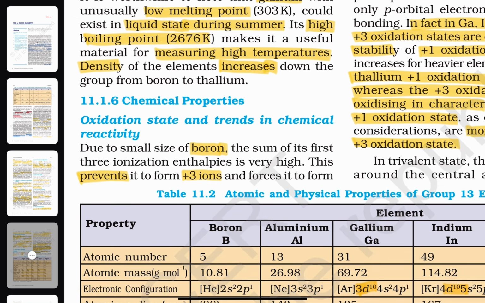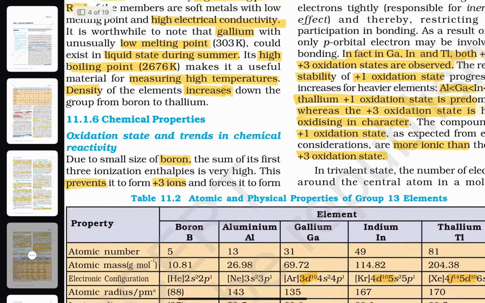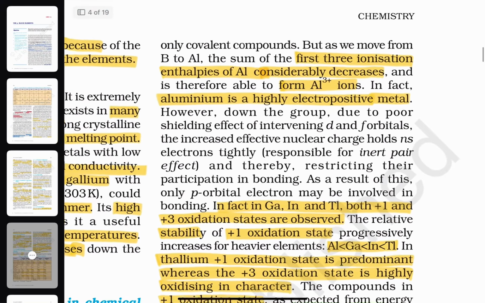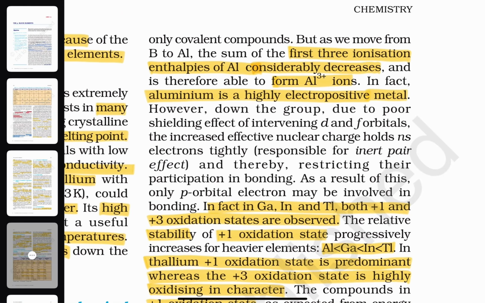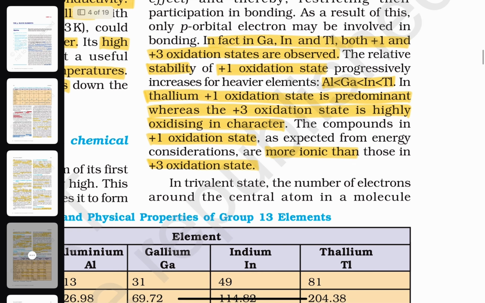Due to small size of boron, the sum of its first 3 ionization enthalpies is very high. This prevents it from forming +3 ions. The sum of the first 3 ionization enthalpies of aluminum considerably decreases, and therefore it forms Al+3 ions. Aluminum is a highly electropositive metal.